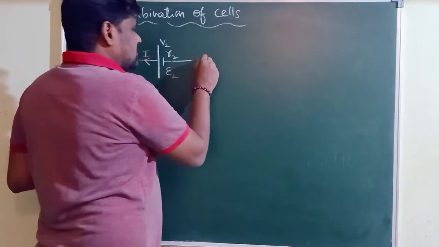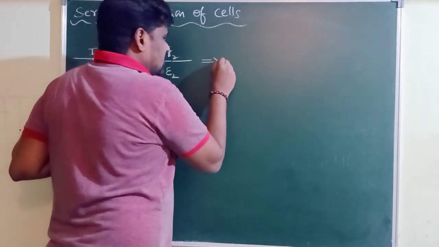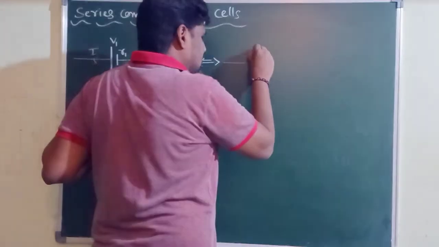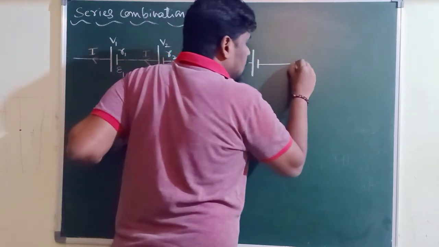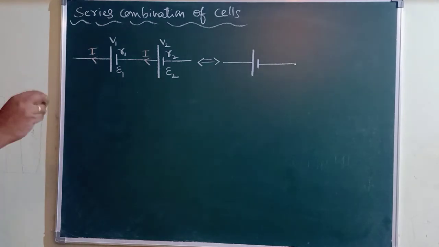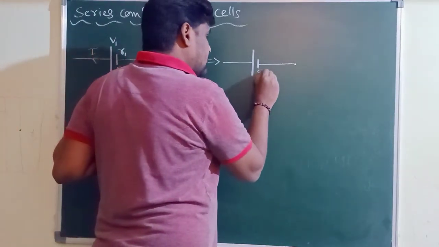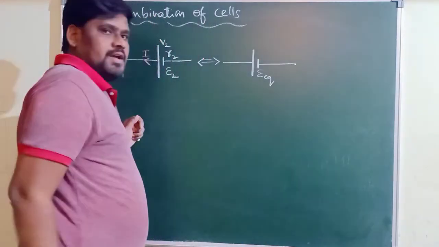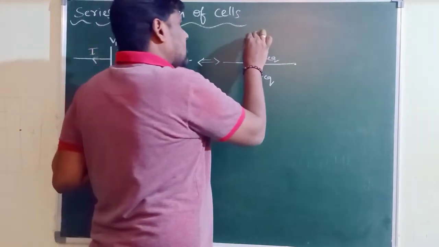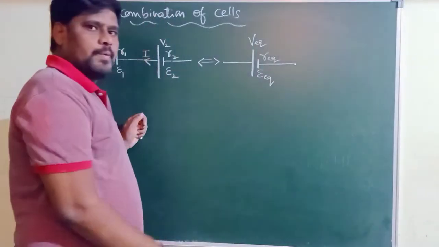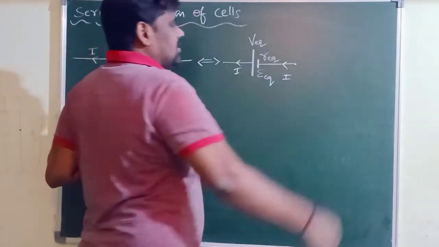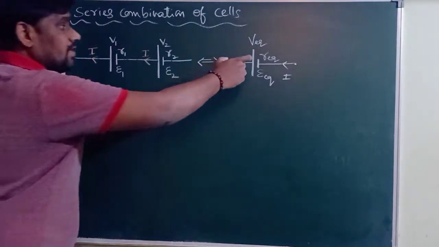I is the current drawn from the cells, and the cells are connected in series here. The two cells connected in series combine to form a single cell, the resultant of the two cells connected in series. Its EMF is called E equivalent, its internal resistance is called R equivalent, and its terminal potential difference is called V equivalent. Of course, the current through this cell is also I. This is called the equivalent cell.